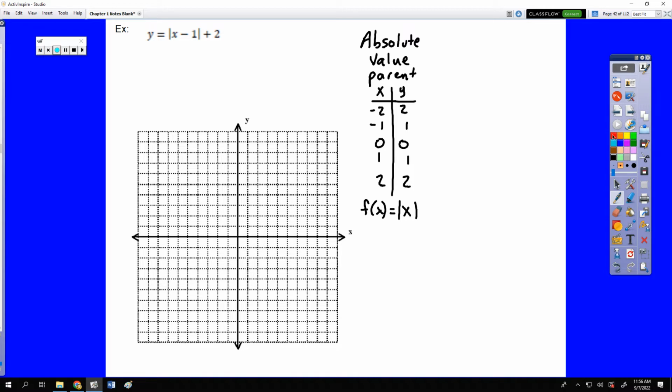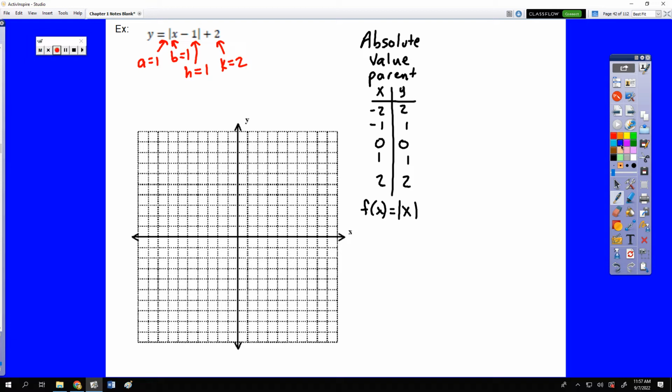So when we're looking at this particular example here, we have no number listed in front, which means A is 1. We have no number listed in front of x, which means B is 1. We have H equals positive 1, because we always change the sign on the H. And K equals 2, because we never change the sign on the K.